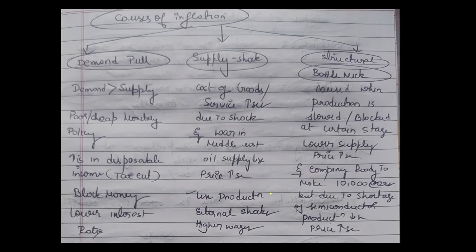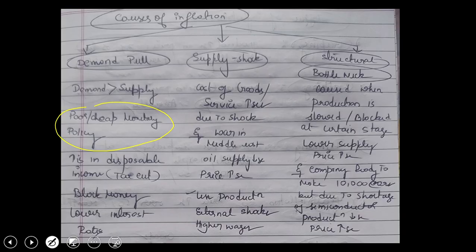Moving on, we have causes of inflation. There are three types: demand pull, supply shock, and structural, also called bottleneck inflation. So what happens in demand pull? Here, demand is more and supply is less. When there is more demand by people and supply is less, the price automatically increases, right? This is because of cheap monetary policy by the RBI.